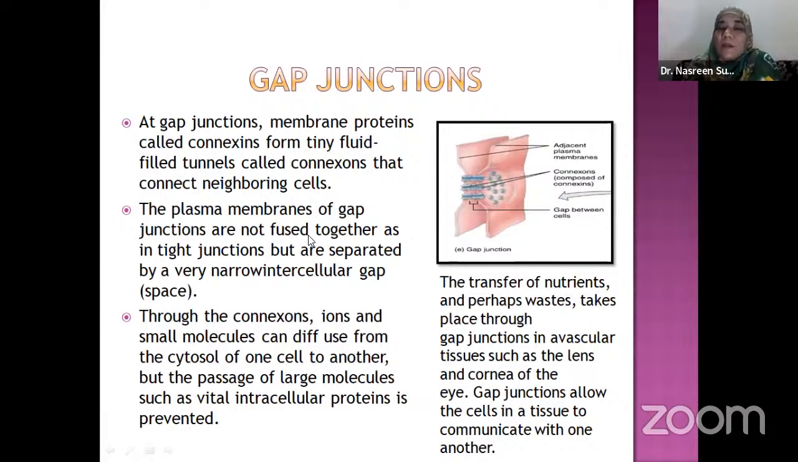Okay. The plasma membranes of gap junctions are not fused together as in tight junctions, but they are separated by small gaps. So as there are many gaps, the fluid from one cell to another cell flows very easily. The communication is easy in the gap junction. Is there any communication in the tight junction? No. In desmosomes? No. In hemidesmosomes? No. In gap junctions? Yes.